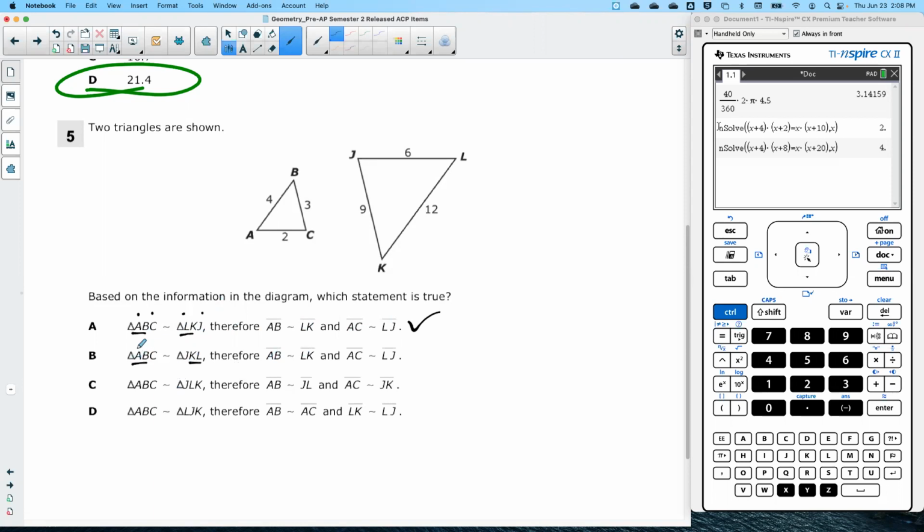No, not only do they need to be the same two, but typically it should stay in order. So that one's out. Okay. This one, ABC is similar to JLK. Therefore, AB is JL. AB, JL. Does that look good? And AC, JK.